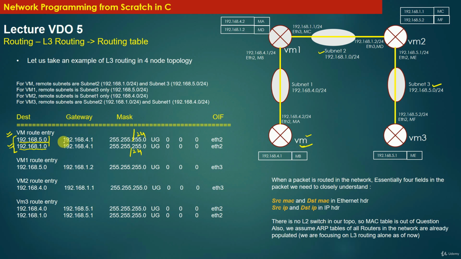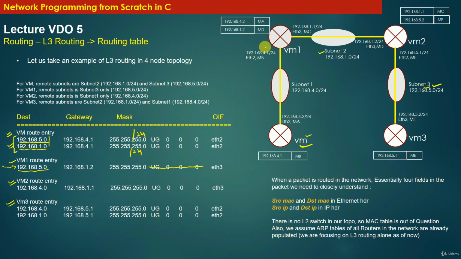Now we already know the semantics of L3 routing, that is, the meaning of these routing table entries. For router VM1 there is only one remote subnet, which is subnet 3, and therefore we have an entry for the remote subnet 3 network ID, right? The same is true for router VM2 and the same is true for router VM3. In this routing table entry you can ignore these fields. They are of no use here and are not worth discussing. So always remember that in the routing table of an L3 router, we always install the routing table entries which dictate how to reach remote subnets.